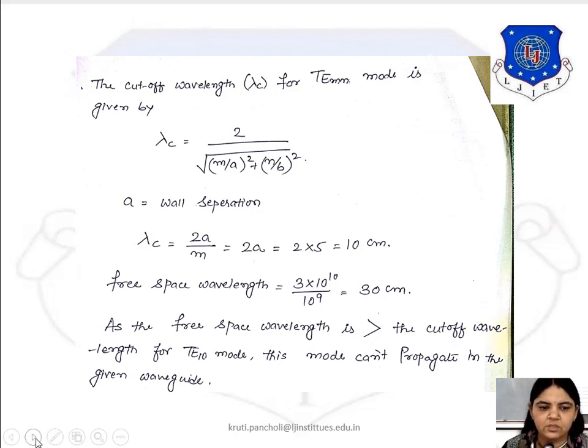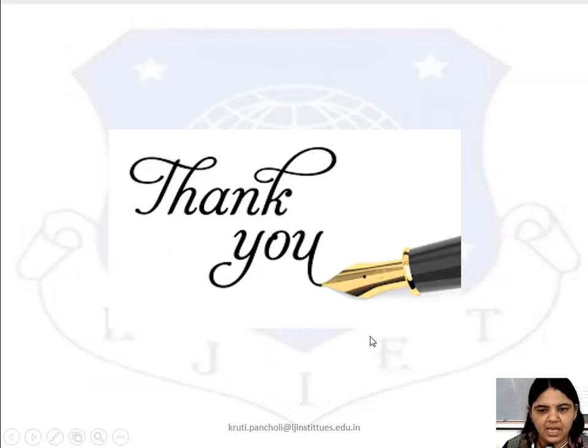You can also practice solving each and every parameter of the waveguide. So thank you very much, everyone.